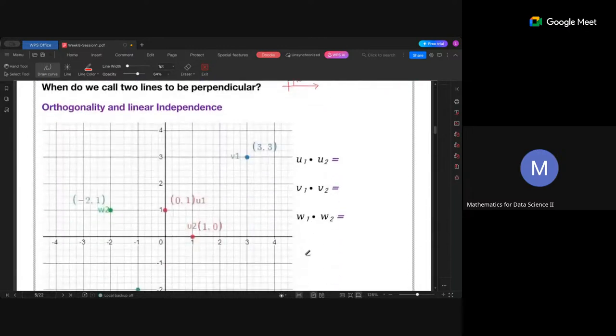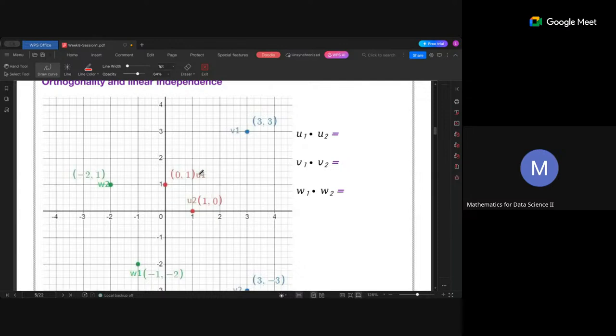Now let us consider, for example, U1 is (0, 1) and U2 is (1, 0). You are considering these two vectors. What is the angle between these two vectors? 90 degrees. Now, what is the dot product of these two vectors? Zero. Right? 0 into 1, 0; 1 into 0, 0; plus 0, so 0.